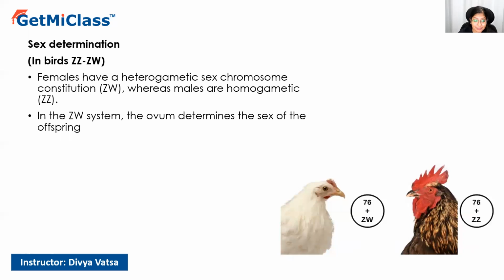In the case of birds, we will see that the females are ZW and the males are the homogametic ones, whereas in humans the female is homogametic. Here the female is the heterogametic one. So the ovum is the one which will determine the sex of the offspring, whereas in humans, the sperm determines the sex of the offspring.